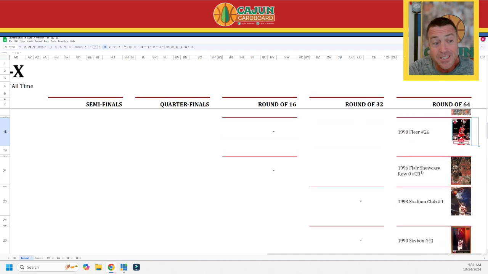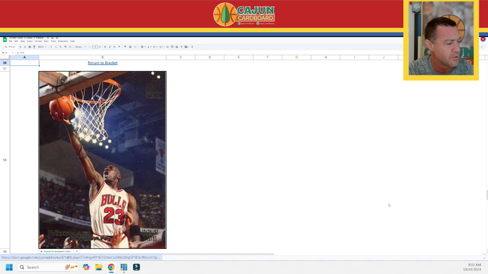Next matchup, we're back to Flair Showcase. No 97 Row Zero, because remember, even the base 97 Row Zero was serial numbered to 250. This is the 96 Row Zero, number 23, versus the 93 Stadium Club number 1. And I think this is the triple double, is it not? Yeah, so this is the triple double card.